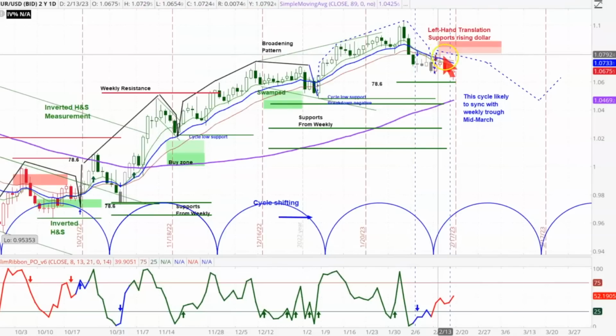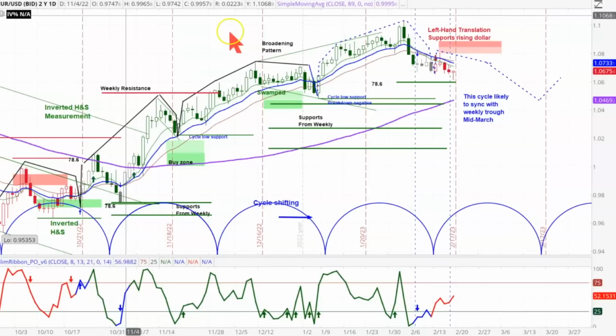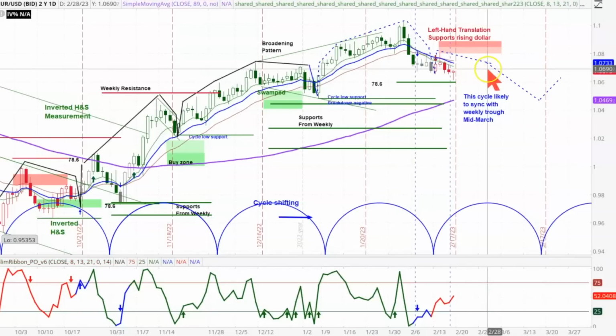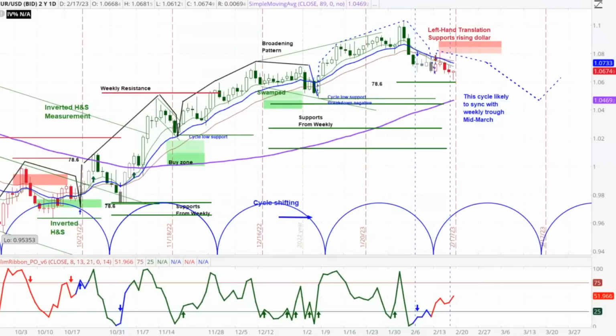So this left-hand translation is very bad. It supports the rising dollar because the euro is 57% of the dollar index. This says that you're likely to have a rising dollar through sometime in mid-March. Very interesting, because if you remember, we've talked about the stock market period of risk out into mid-March.